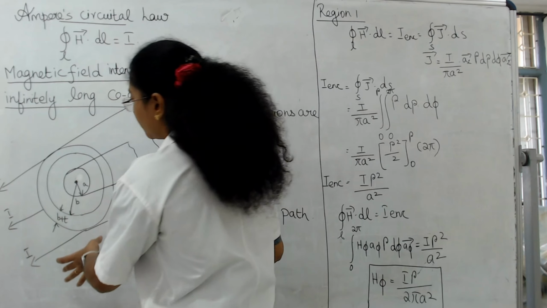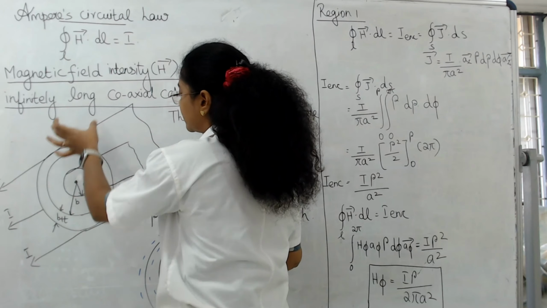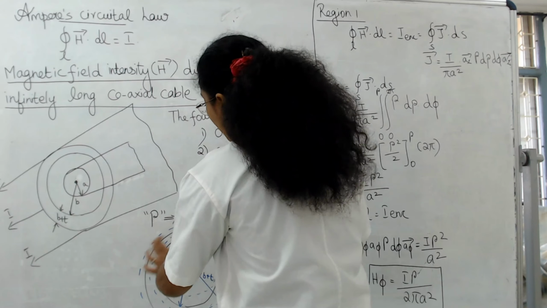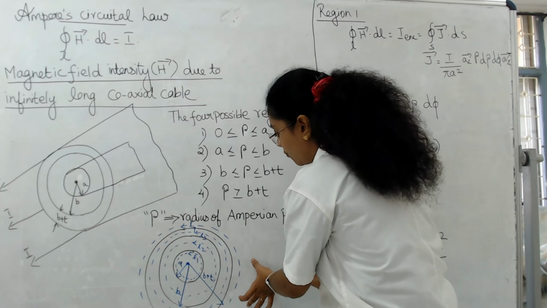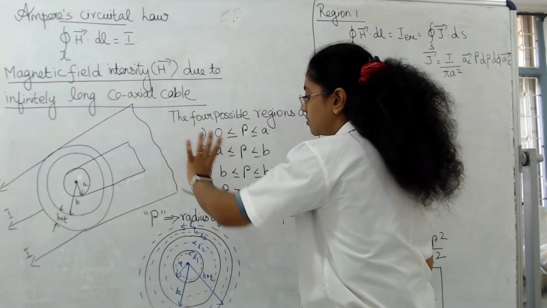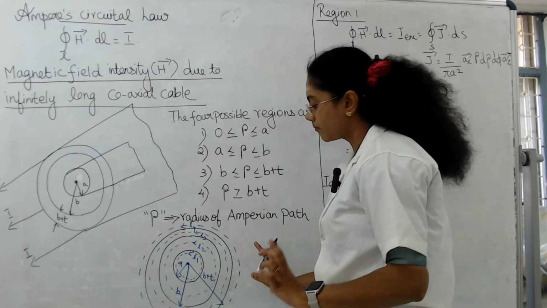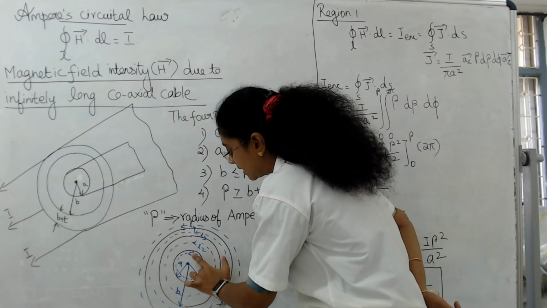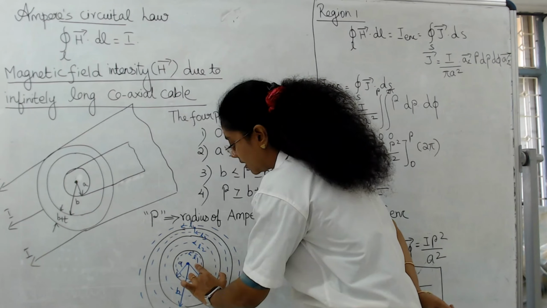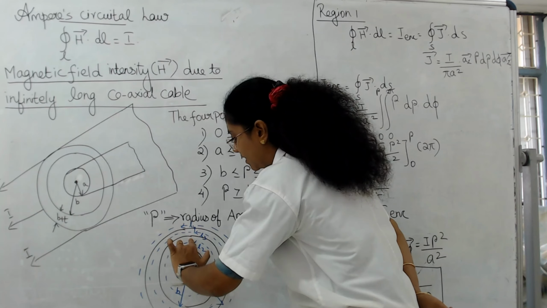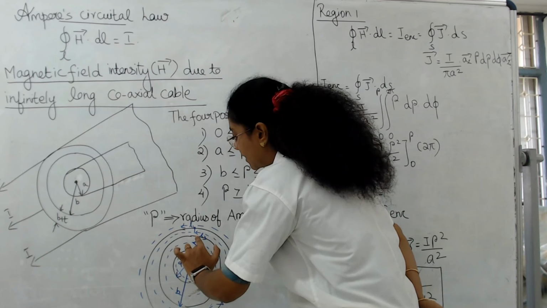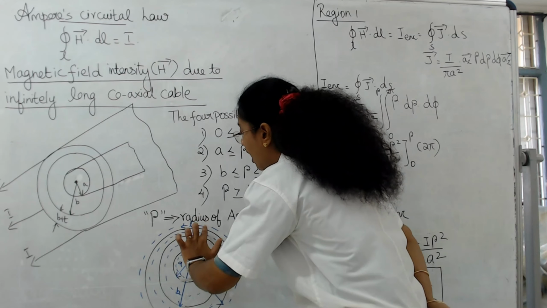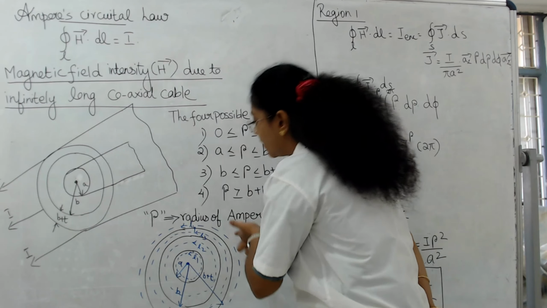Here we are going to find the magnetic field intensity in 4 particular regions. This diagram is useful for explaining the 4 possible regions of a coaxial cable. Here we have a core region and this is the cladding region. Inside the core region we have a certain Amperian path. Then between the core region and the cladding region there is another Amperian path, and in the cladding region of thickness T there is an Amperian path, and outside of the coaxial cable we also have an Amperian path.